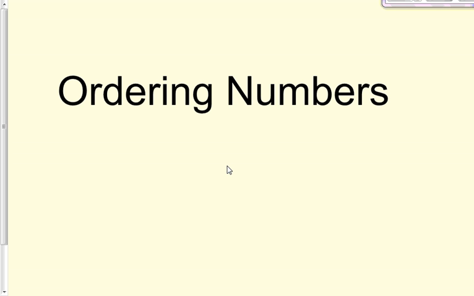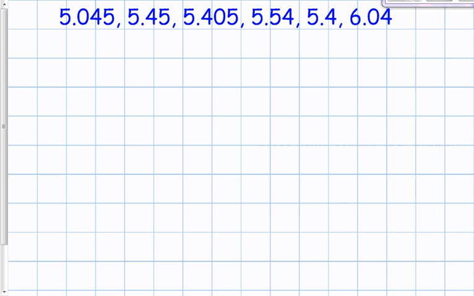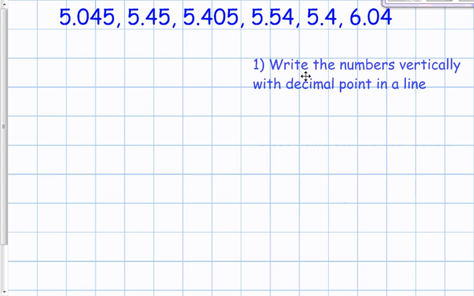In this talk, I'll be showing you how to order numbers. Now, we're going to start by ordering these decimals. So, the first step is to write them vertically with the decimal point in a line.